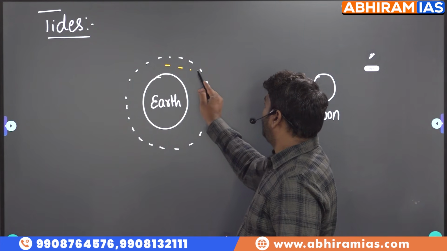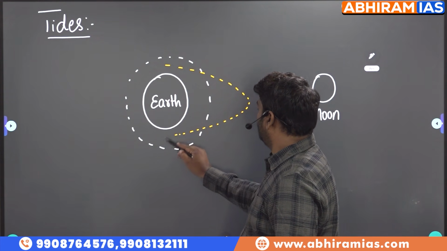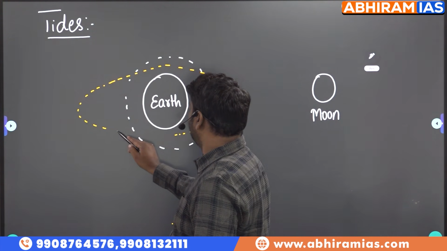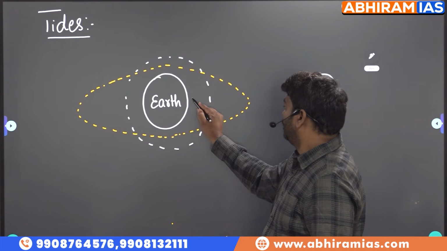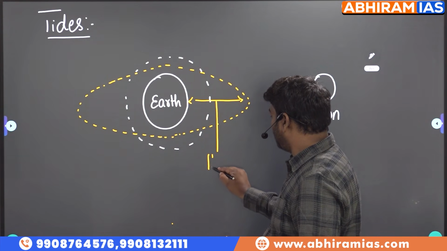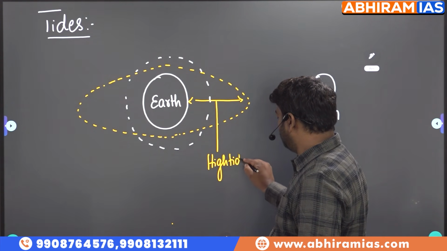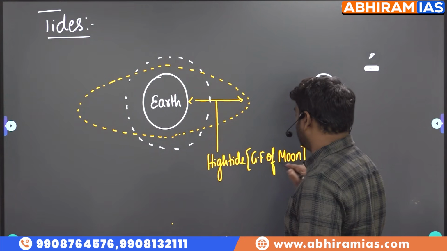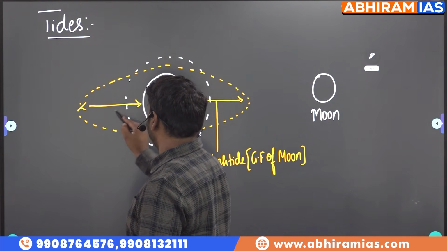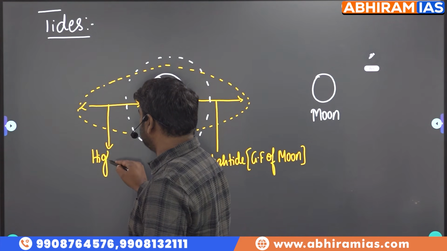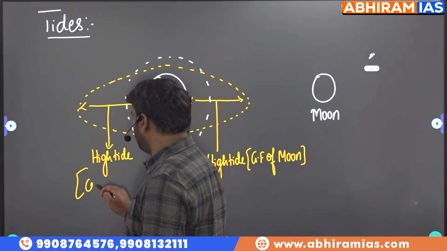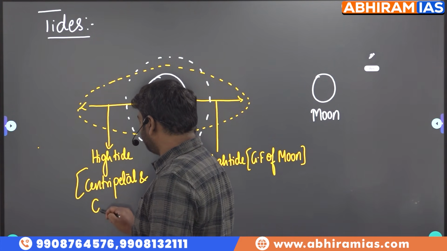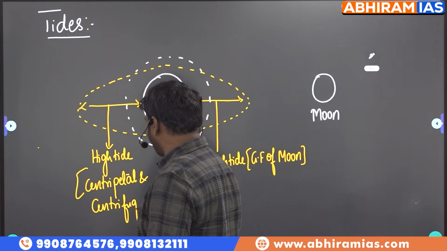Now, the point where the moon is there will be a bulge. Exactly opposite also, there will be a bulge. Now, this bulge is basically high tide. And this high tide is due to the gravitational force of the moon. Whereas, this other high tide is due to the centripetal and centrifugal forces of the earth.